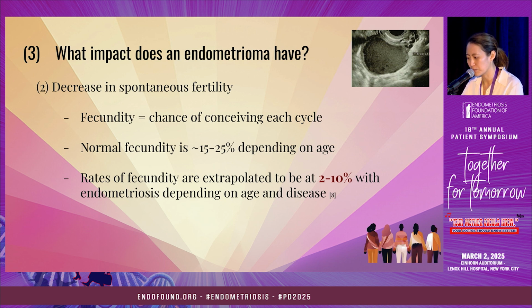In general, not just endometriomas, but endometriosis in general does have a decrease in spontaneous fertility. We typically say fecundity is the chance of conceiving each cycle. Normal fecundity is about 15 to 25%, depending on your age, and rates of fecundity are extrapolated to be anywhere from 2 to 10% with endometriosis. So it's not that you cannot get spontaneously pregnant. It's just that it may be more challenging. And obviously there are things that delay time to pregnancy in our modern world.